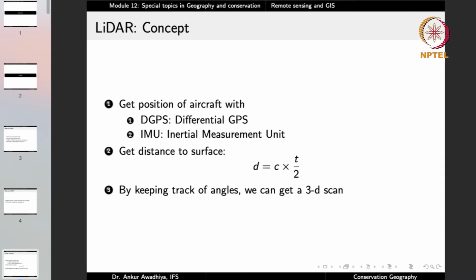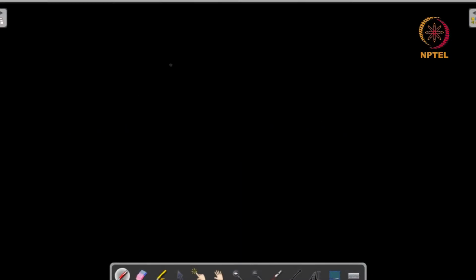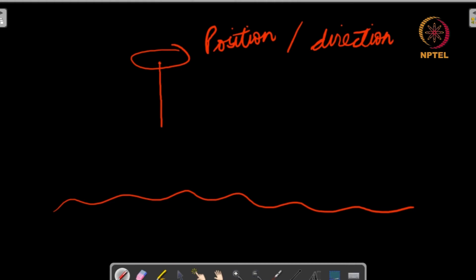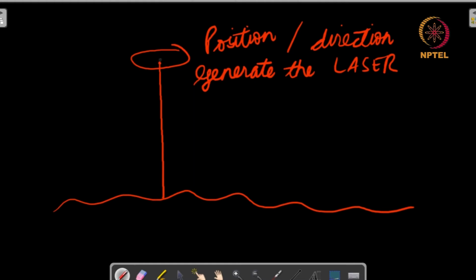Now what is the concept of LIDAR? The concept of LIDAR has got to do with three things. You have an aircraft, and if you want to have information about the ground surface, you need a mechanism to find out the position of the aircraft. So once you know the position and, say, the direction or the tilt etc. of the aircraft, then you can figure out what is the position and direction in which the laser beam will be generated. So once you know the position, you will have to generate the laser. So you need a mechanism of generating the laser beam, and if you have to scan the surface with this laser, then you also need a mechanism of moving the laser beam.